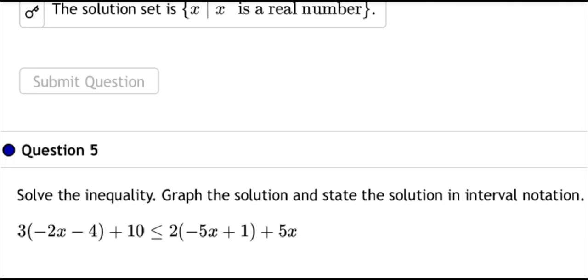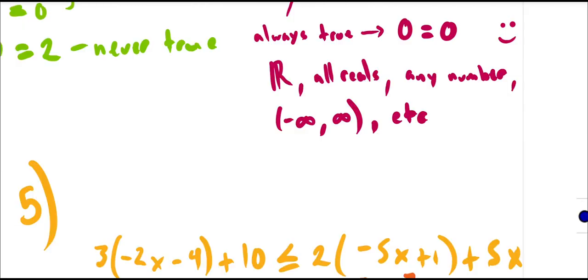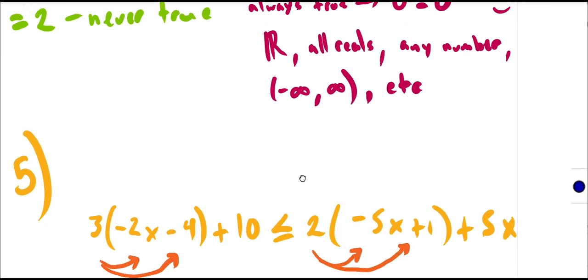Question number 5 asks us to solve the following inequality. They want it graphed, and they want the solution in interval notation. As usual, the first thing we want to do is copy the problem carefully. Then we're going to want to solve this as if it were a linear equation and not an inequality, keeping in mind that if we ever multiply or divide by a negative number, we need to flip the direction of the inequality. But to begin with, we distribute.